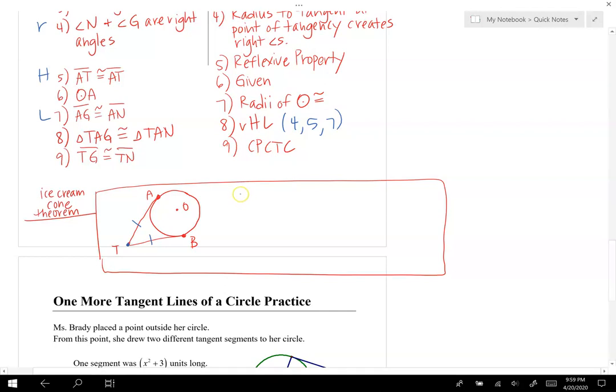So tangents drawn from the same exterior point to the same circle are congruent. That's all. The tangents drawn from the same point, so point T, the two tangents that are drawn here, segment TA and segment TB are congruent. So we're going to use that idea for this next one.